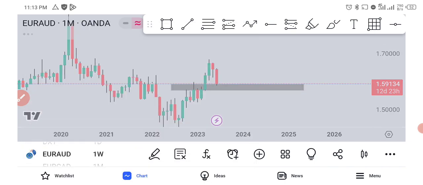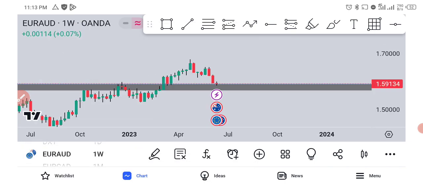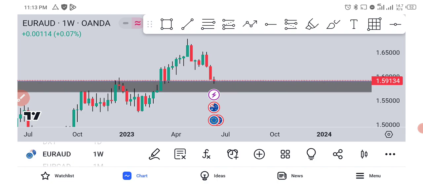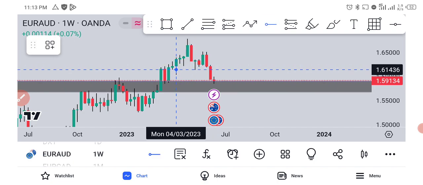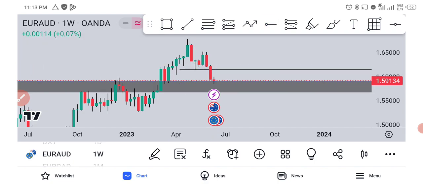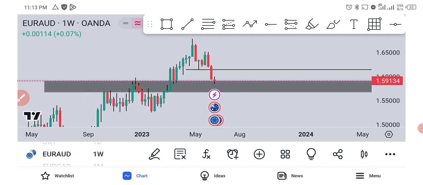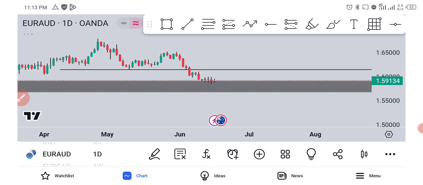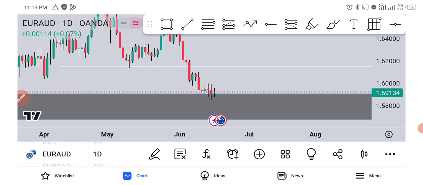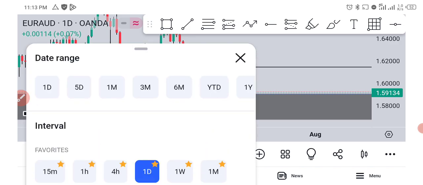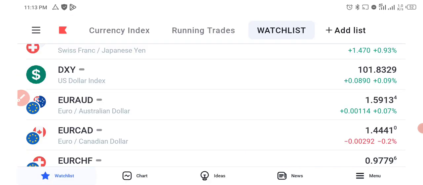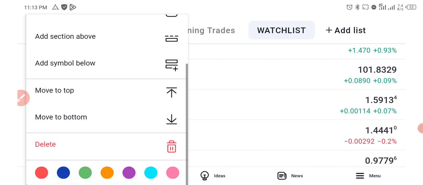Then on the weekly time frame, we have an M pattern, which the neckline is this area here. Now a potential move to the upside to this trend line is expected technically. Now I'm going on to our daily time frame, because the daily time frame is currently reacting to this zone. So I'm adding this pair to my watch list because I'm seeing an opportunity from here.